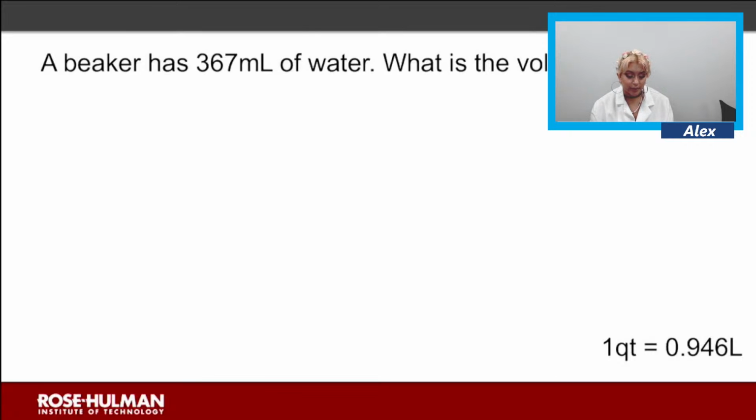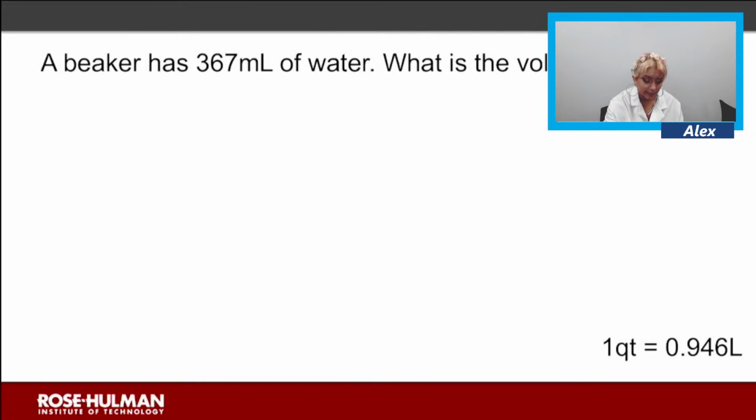So for another example, a beaker has 367 milliliters of water. What is the volume in quarts? So here we have a different type of example, because instead of changing from one type of unit to another, we have to change the unit that we have to the standard unit and then to a different type of unit.